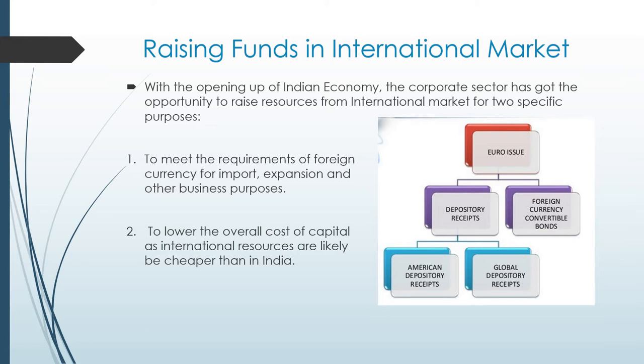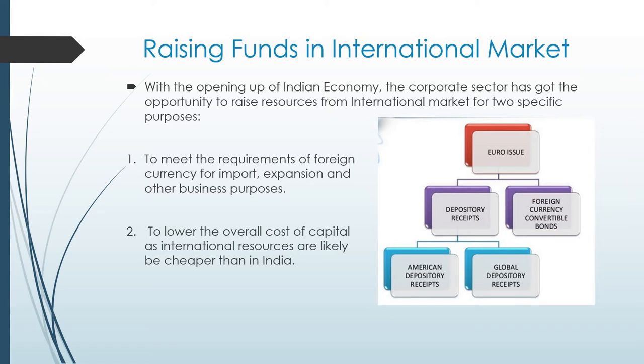Then the euro issue is also divided into depository receipts and foreign currency convertible bonds. So first, discussing what a depository receipt is. A depository receipt is basically a negotiable instrument denominated in US dollars that represents a non-US company's publicly traded local currency, Indian rupee, shares. Currently, the underlying shares can only be equity shares in theory, though a depository receipt can also represent a debt instrument. In practice, it rarely does.